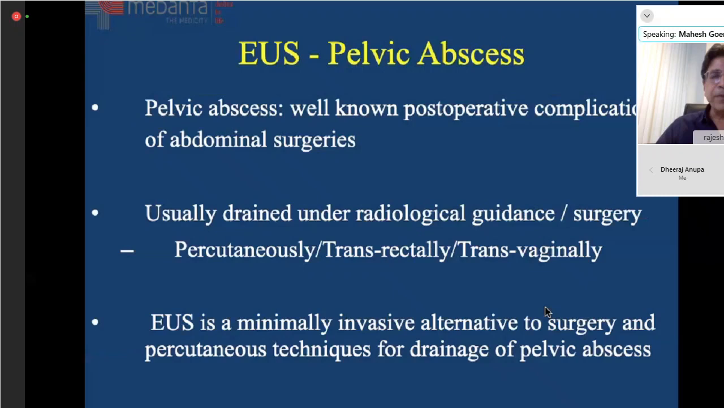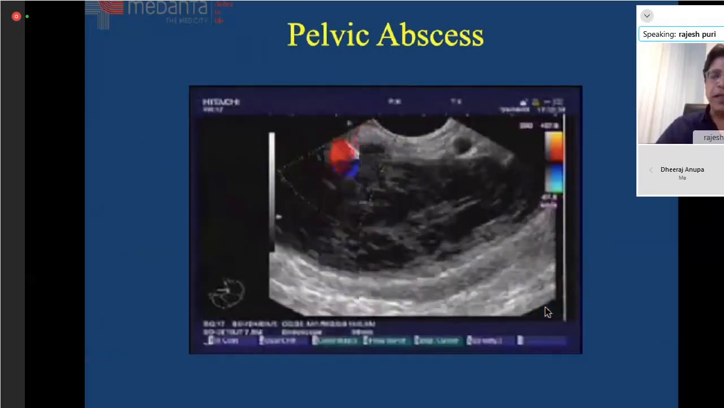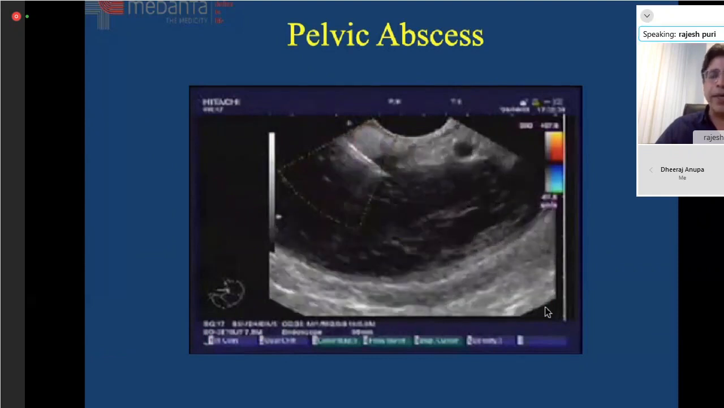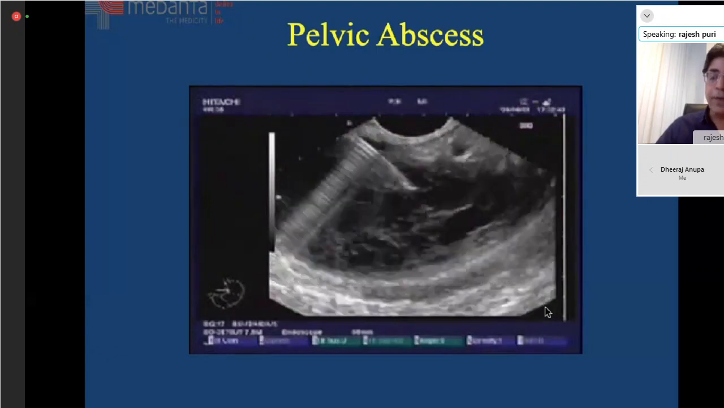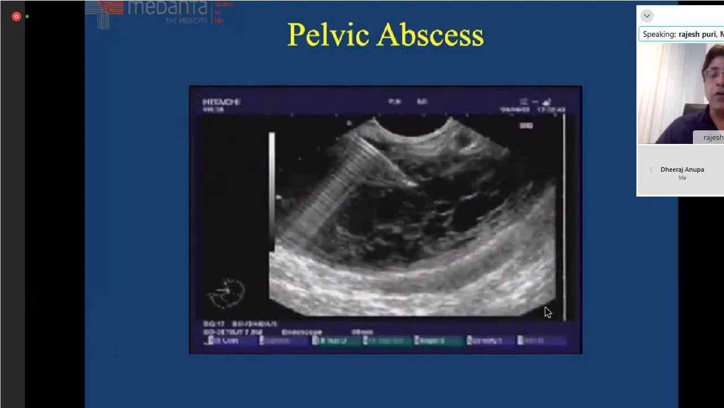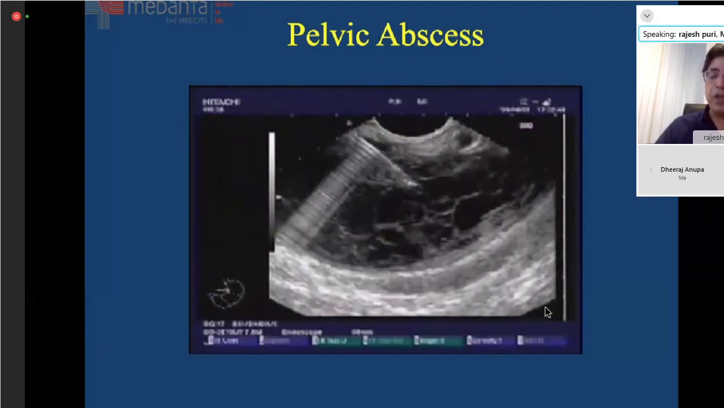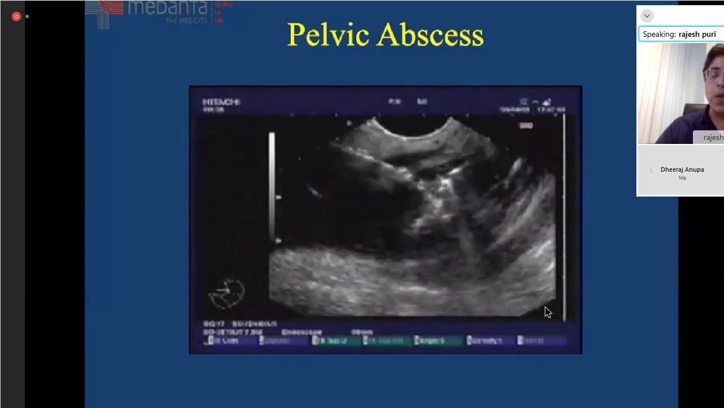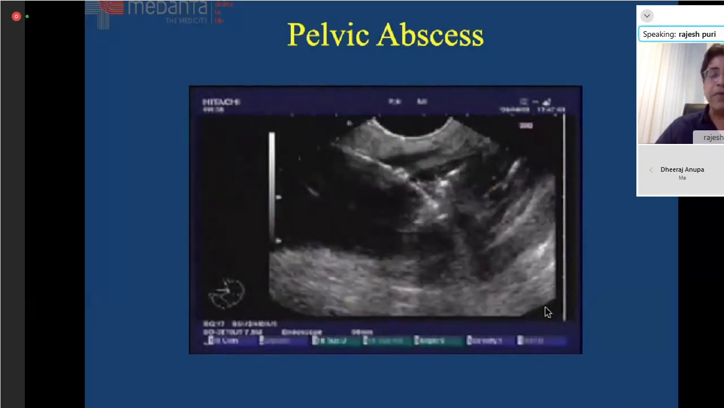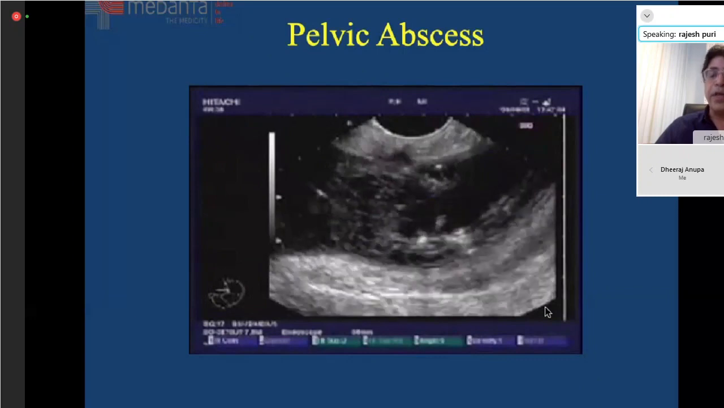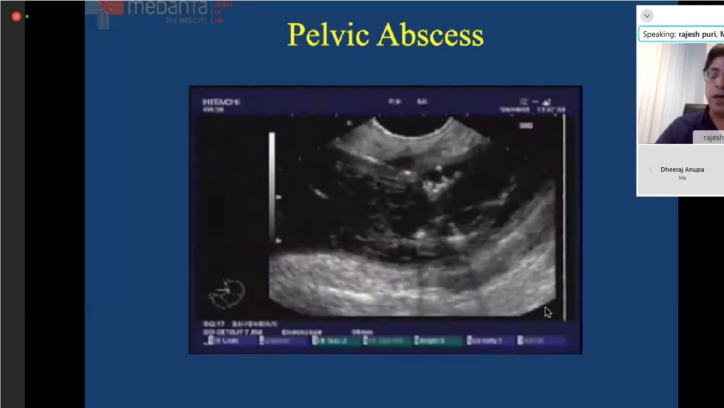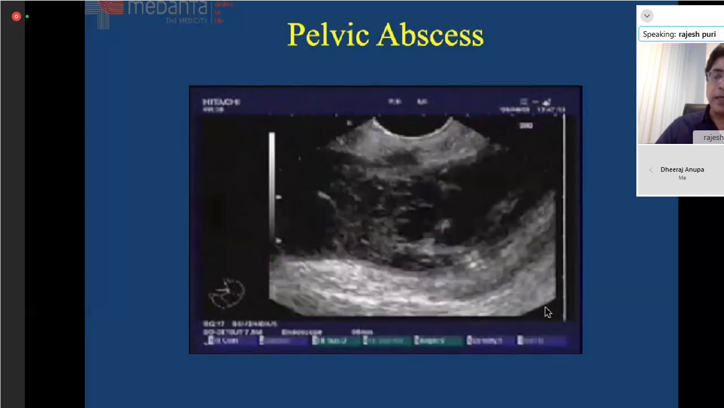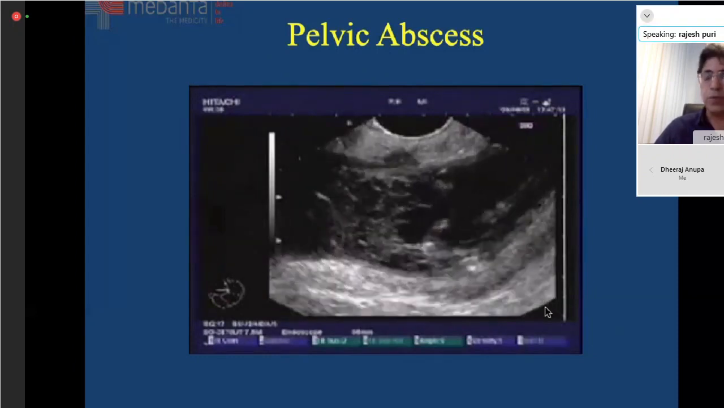In pelvic abscess, post-operative pelvic abscess, EUS-guided drainage is possible. I think for the scarcity of time, I'm not going into it. But earlier, pelvic abscess was drained transgluteally by the interventional radiologist, where the patient has a lot of discomfort, and there is the possibility of intervening colon and vessels. EUS-guided pelvic drainage is a very good alternative in post-operative patients after gynecological, sigmoid or rectal surgeries. EUS-guided pelvic drainage is possible.